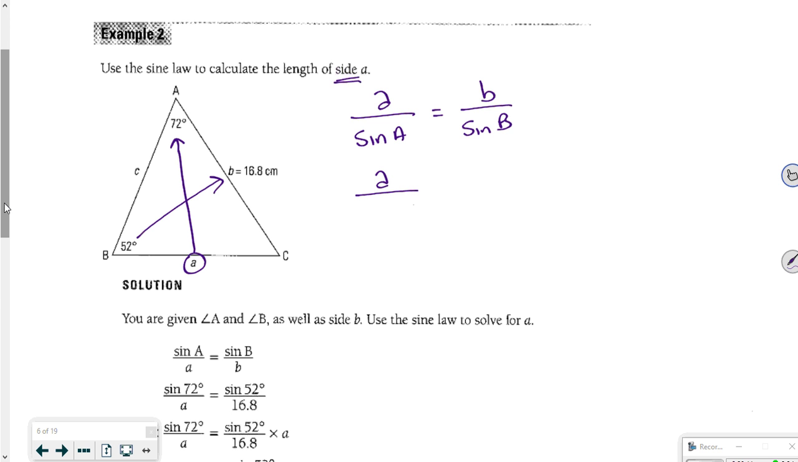The angle that goes into the sine on the bottom is the angle directly across from the side I'm solving for. So the angle across from it is this top one, the 72 degrees. So the 72 degrees goes in at the bottom. And then it has to equal the side angle pair where I know both the side and the angle. So the side that I know is 16.8, so the 16.8 goes on the top. And then the angle I know is the 52. So sine of 52 degrees on the bottom.